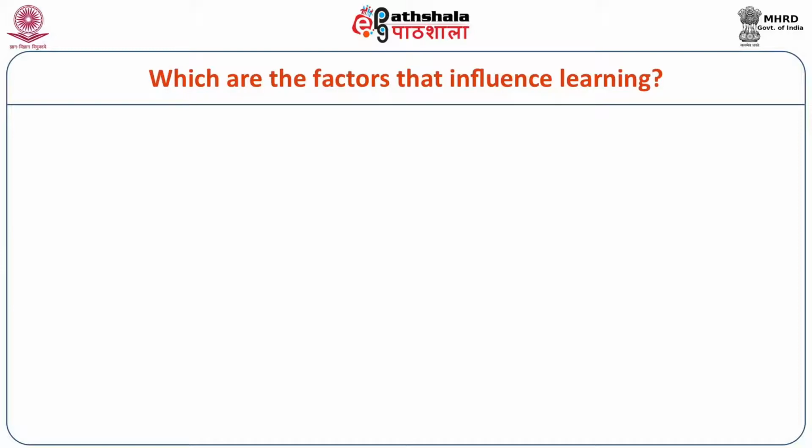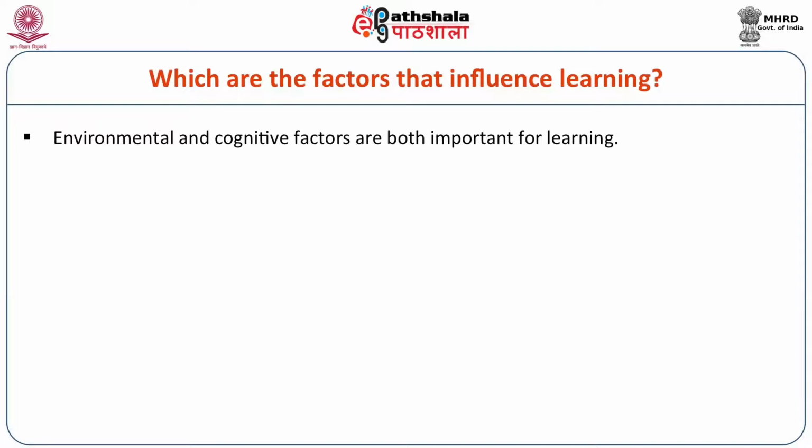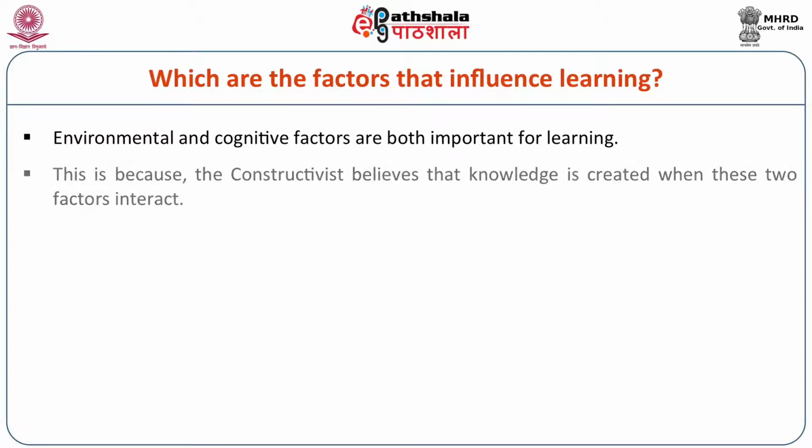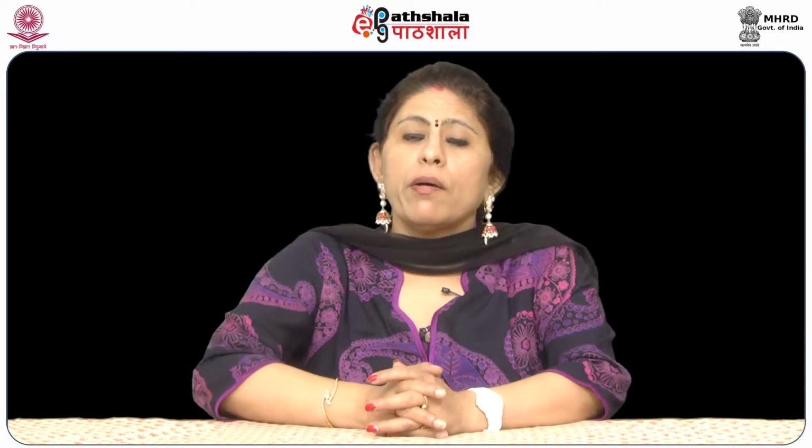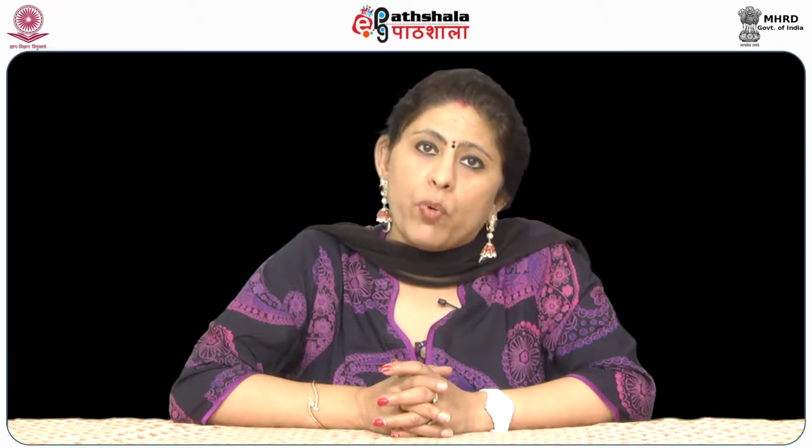Now let us consider what are the important factors that influence learning. Environmental and cognitive factors are both important for learning. This is because the constructivist believes that knowledge is created when these two factors interact. For example, just as the learning of new vocabulary is enhanced by exposing the students to see and use it in context, it is necessary that the content knowledge should be embedded in the situation in which it is being used. Among the major factors, we can find that students' participation is more important.